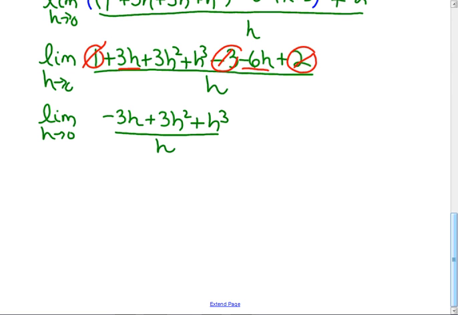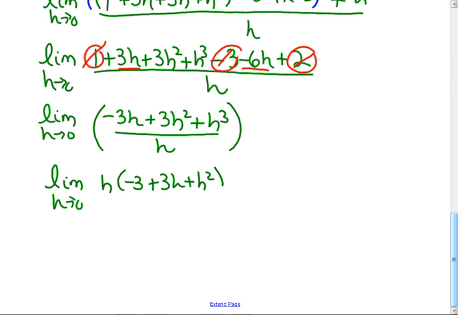Now, I prefer to divide that out, but you guys prefer to factor it, so we're going to factor. As long as I divide h into everything, it's fair. So it's minus 3 plus 3h plus h squared all over h. And what happens to the h's? Because that was the 0. Remember 0 over 0? That's my 0 problem.